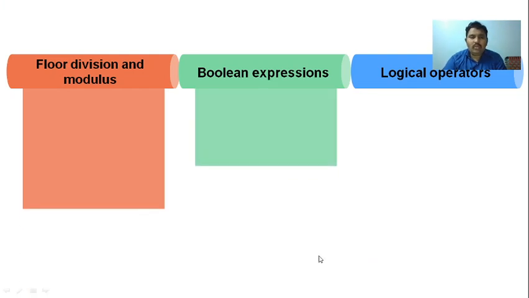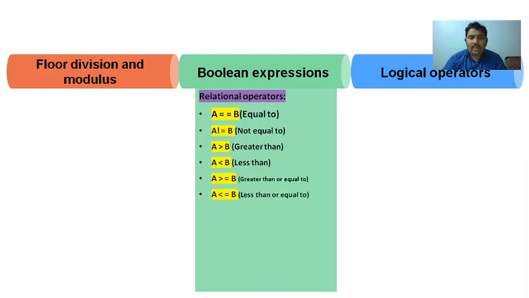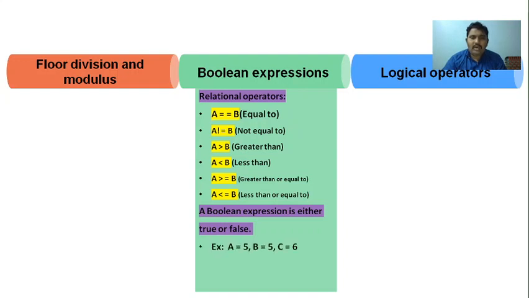The next topic is Boolean expressions. If you write A is equal to B, it verifies whether A equals B is true or not. If you want to verify whether they are not equal, use the not equal to operator. You already know the greater than and less than operators: A greater than B, A less than or equal to B. After executing these expressions, you get either true or false. For example, if A is equal to 5, B is equal to 5 and C is equal to 6, then A equals B returns true, and A equals C returns false.